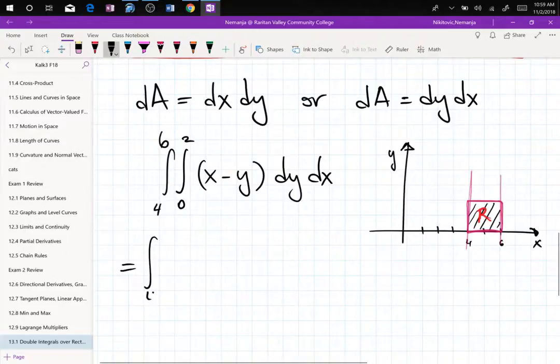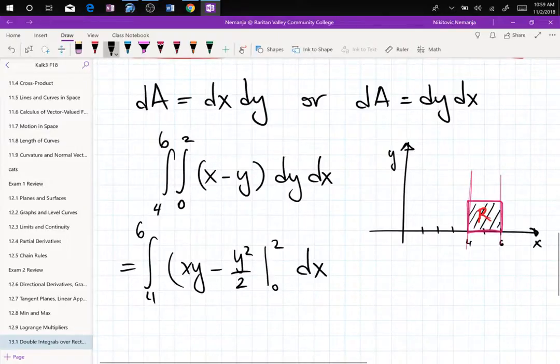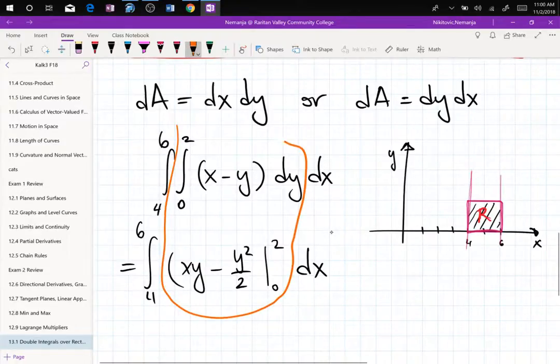So you copy the outer integral from 4 to 6, and now you're integrating the inside with respect to y. Integral of x, well, that's a constant, so it's just xy, minus y squared over 2, and you will compute that from 0 to 2, and you still have dx. So please note that all I did is the Calculus 1 problem in orange. And I just copied the second integral at the end.